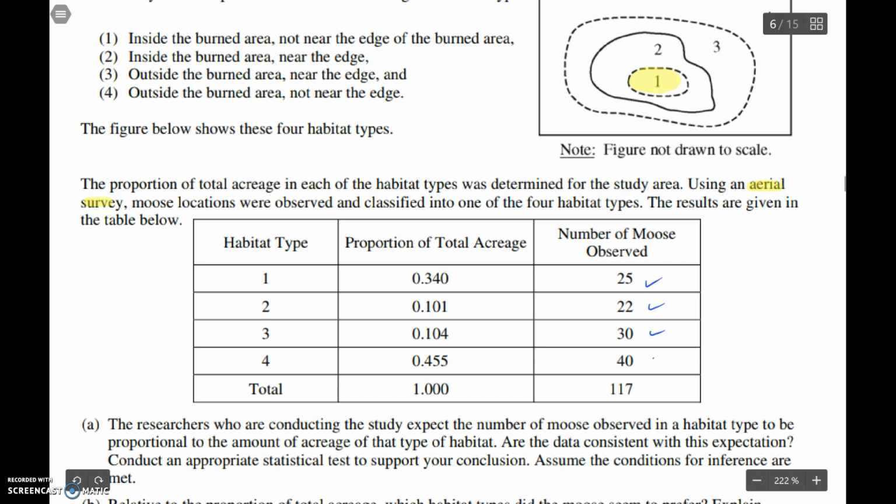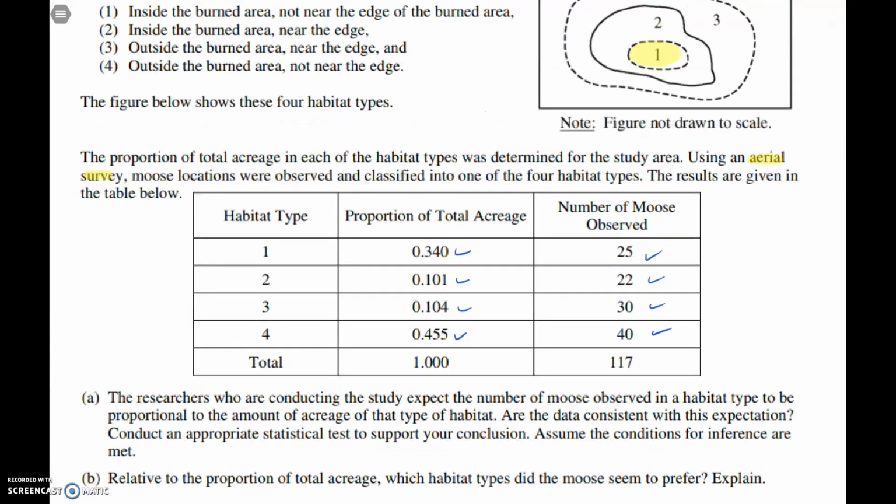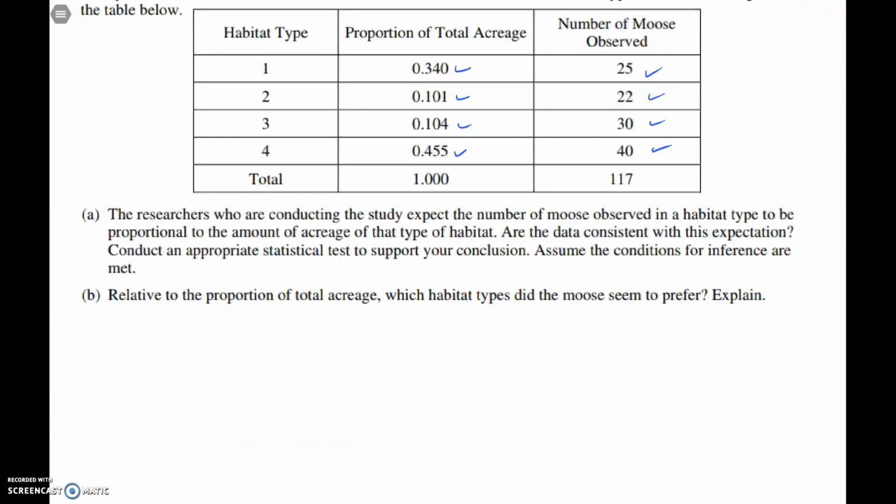So you wouldn't expect these moose to be equally distributed because the areas are not equally distributed. So if the moose had no preference over their region, you'd expect the distribution of these to follow this distribution here. However, if those distributions don't match, then perhaps maybe the moose like one of these regions better than another. All right, so are the data consistent with this expectation? Conduct an appropriate test, assume the conditions for inference are met. Okay, this means we don't have to do that check the condition step.